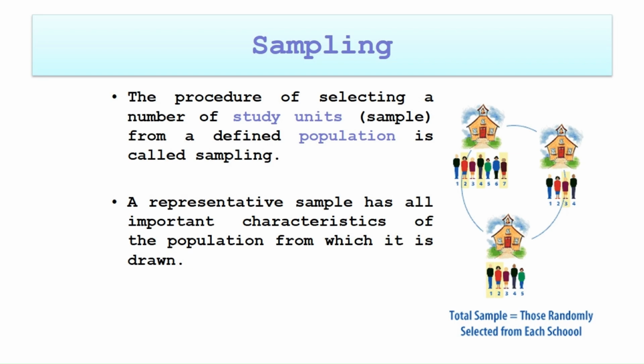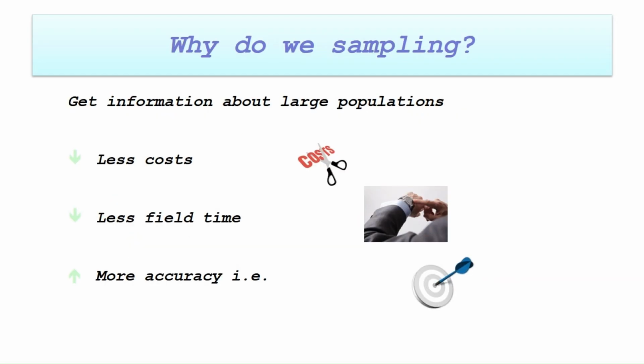Sampling. Sampling is the procedure of selecting a number of study units, a sample, from a defined population. A representative sample has all important characteristics of the population from which it is drawn. It gets information about a large population. Sampling has less cost, less field time, and more accuracy.